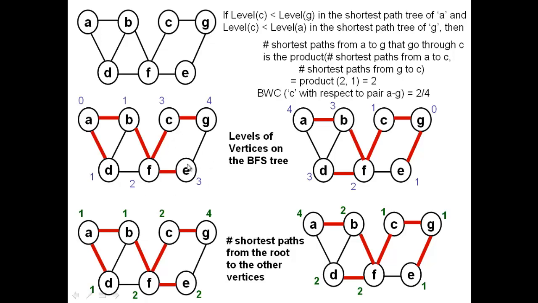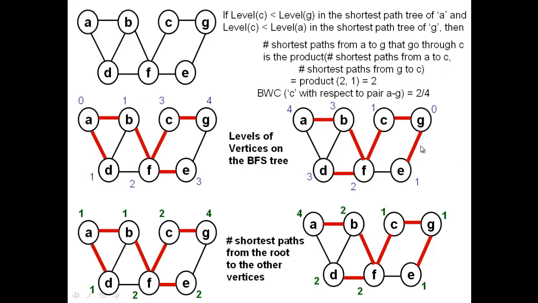Now from E, we don't need to go through G because G has been already visited, so this becomes a cross edge. So this is how you find the level numbers of the vertices and put all the tree edges together to visualize a breadth-first search tree.